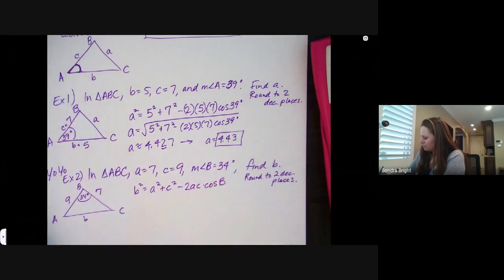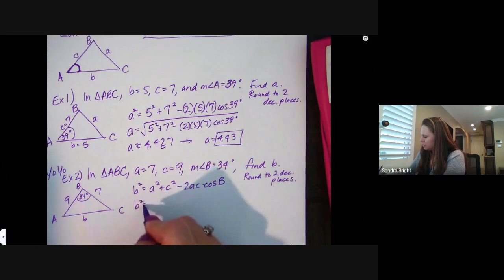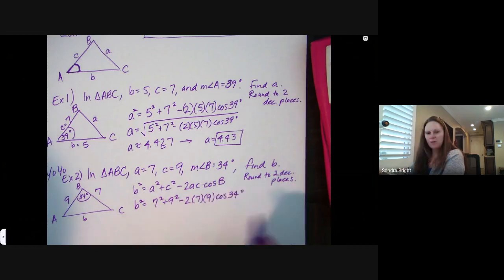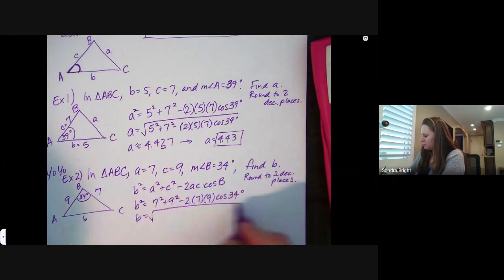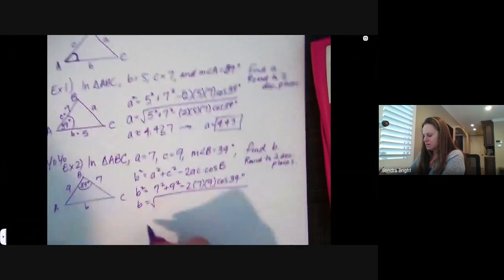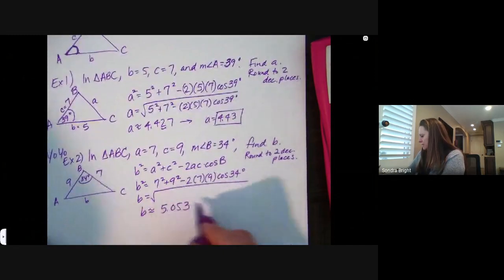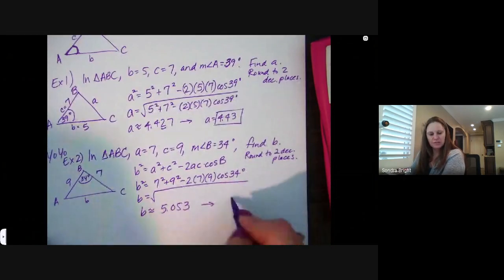So we've got B squared will be 7 squared plus 9 squared minus 2 times 7 times 9 times the cosine of 34 degrees. And remember, you'll do the square root of that whole thing. And you should have gotten 5.053, and rounding to 2 decimal places, 5.05 was my answer.